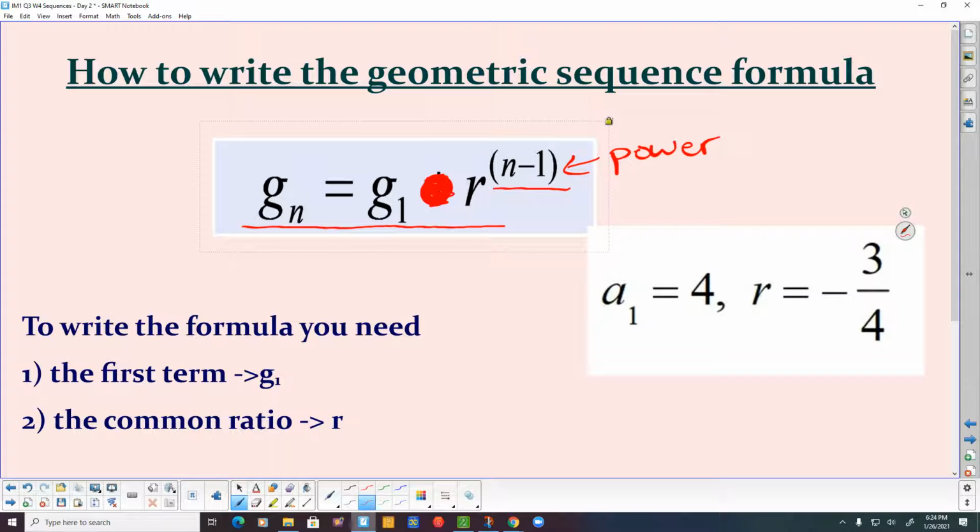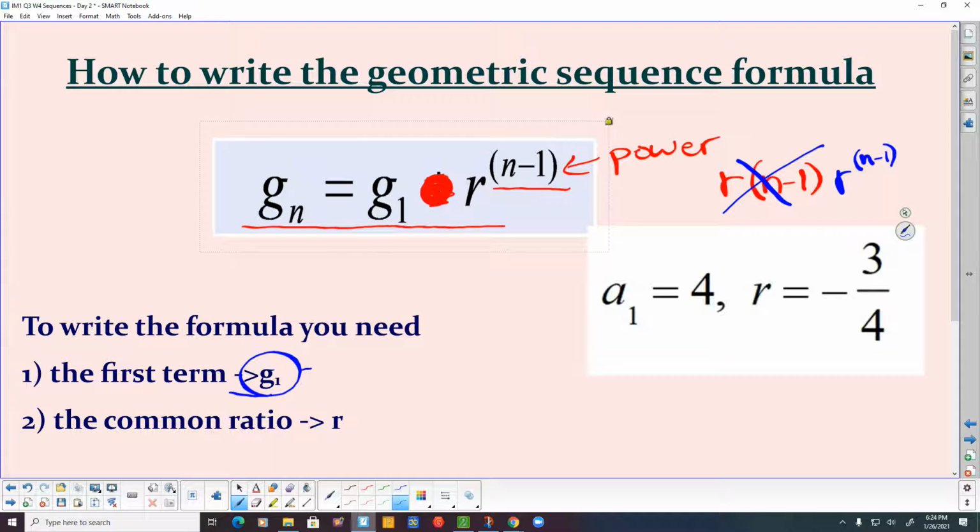Okay, that's a power: it's R to the power of n minus 1. It is not R times n minus 1. No, it is not this. It is R to the power of n minus 1, written above the normal space. To write the formula, you need the first term, G1.